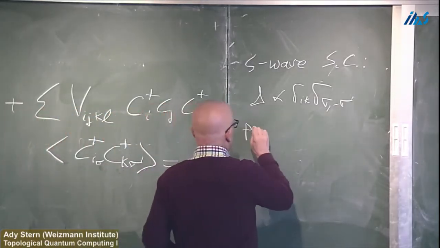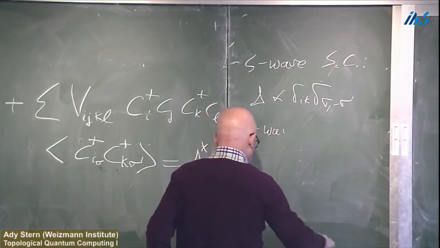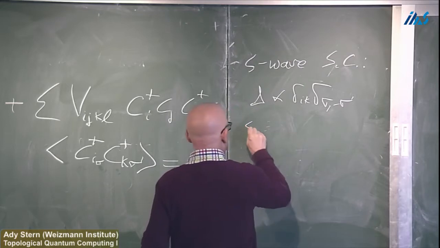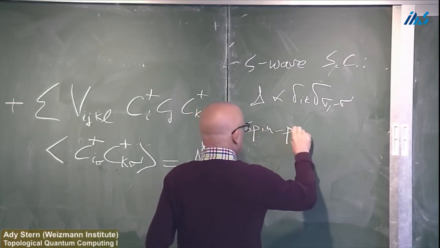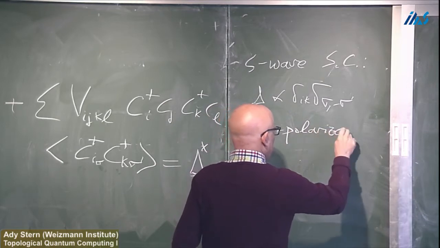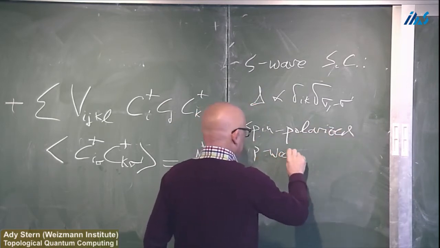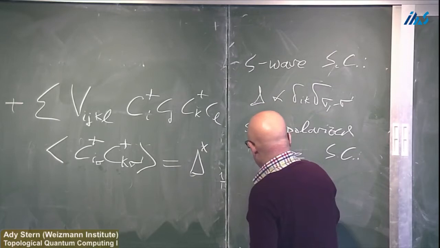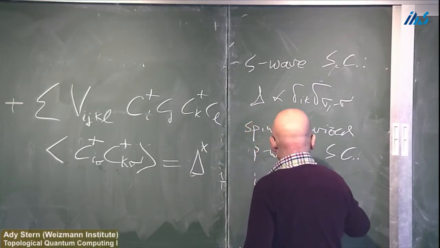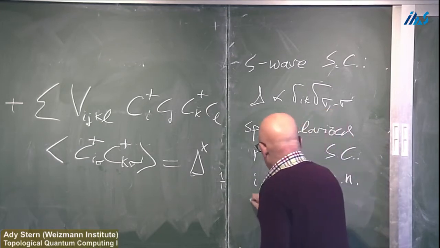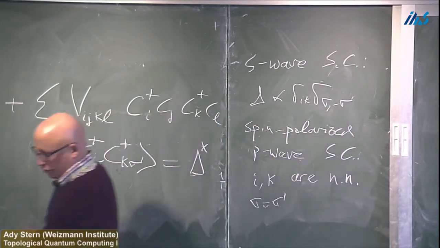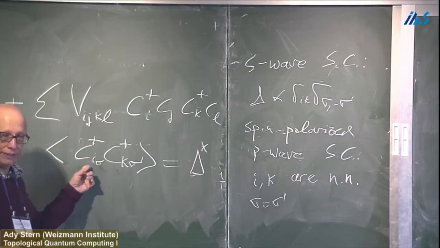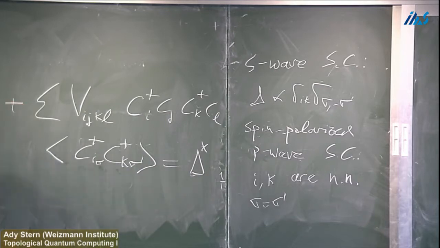The other case that I'm going to think about is a P-wave, or more precisely, a spin-polarized P-wave superconductor. In that case, i and k are nearest neighbors, and sigma equals sigma prime. Of course, if sigma equals sigma prime, they cannot be on the same site, and it turns out they are on nearest neighboring sites. And you'll see later why this is called the P-wave and this is called the S-wave, or maybe you see it by now.